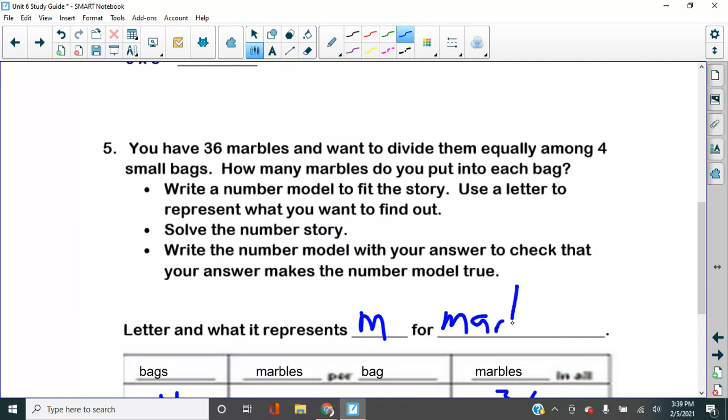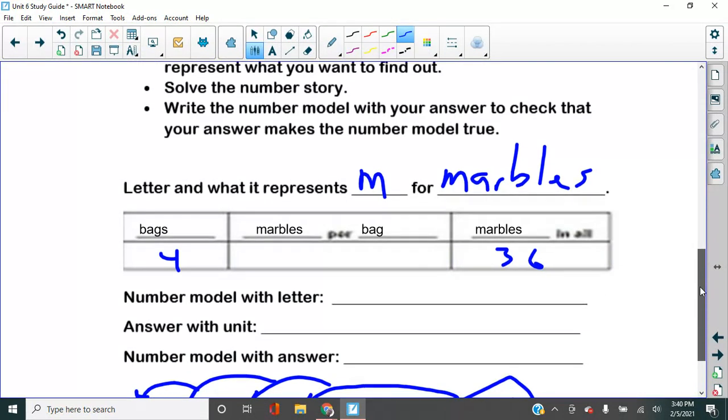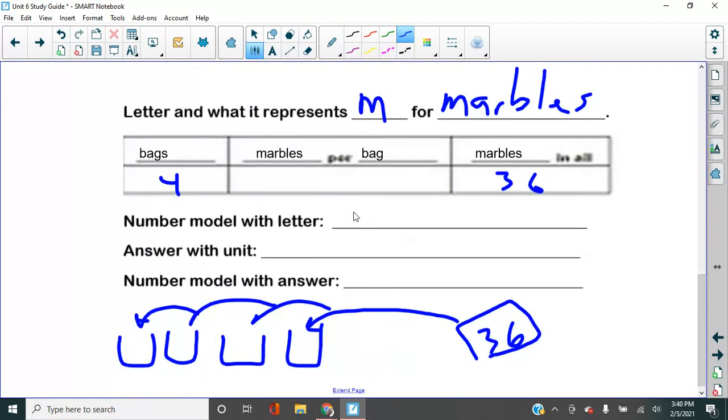Now, does it matter what letter you pick? No. But I usually like to pick a letter that is the first letter of what I'm looking for. Okay? Unless it's an L, because an L looks like a 1. So I will pick M here. So what's our number model here? You could write it as division or as multiplication. What's our number model?